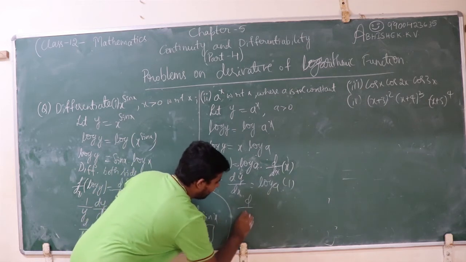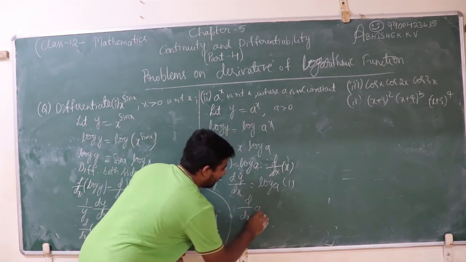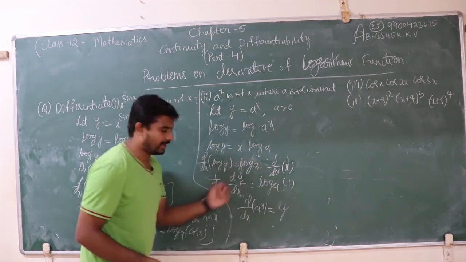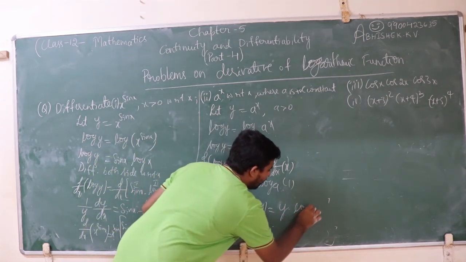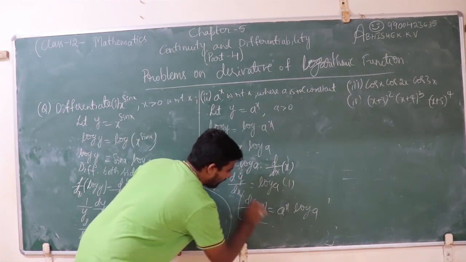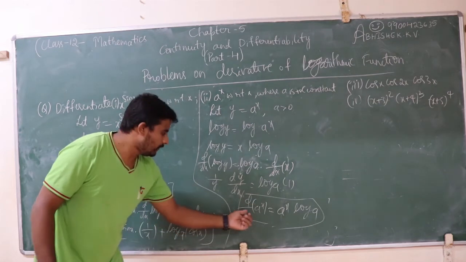Therefore, d by dx of y, what is y? a to the power of x, is equal to, 1 by y is transferred to this side, that is y into log a. What is y? y is a to the power of x. So we should add this derivative of a to the power of x.